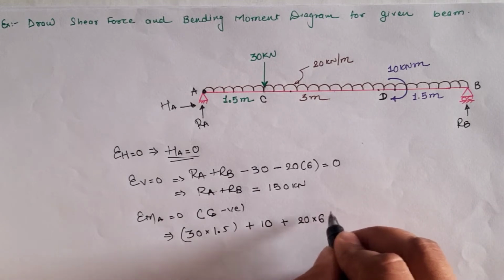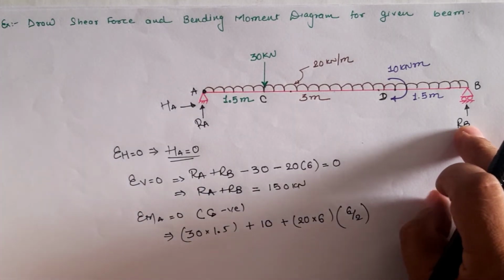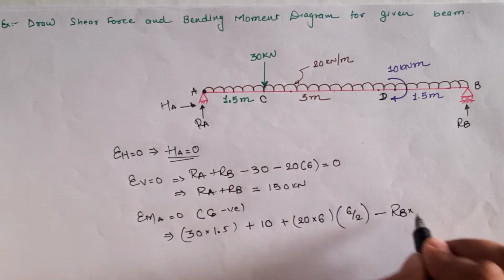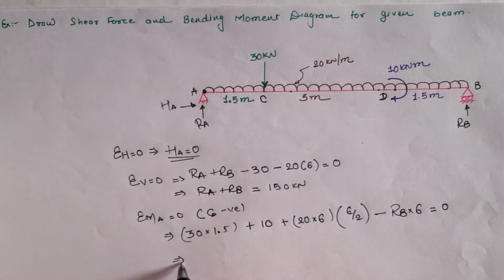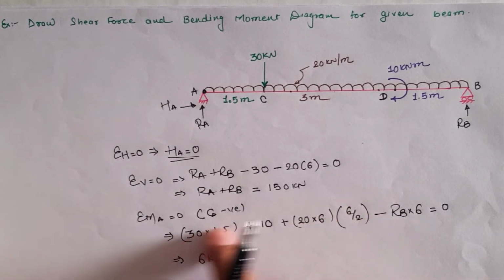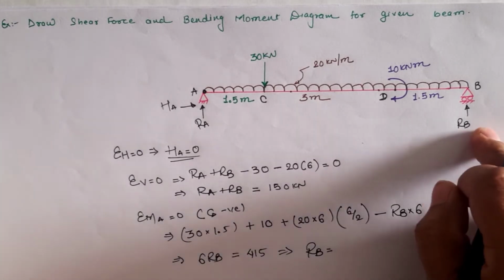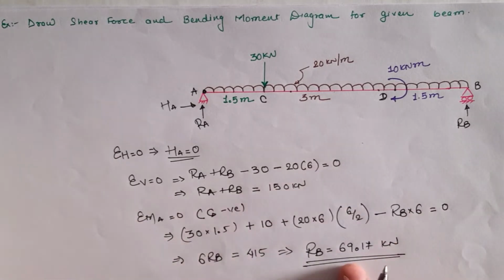And due to the 20 kilonewton per meter UDL over the entire span, it is clockwise, so it is 20 into total distance as 6, and CG distance from location A is 6 by 2. And due to RB, it is anti-clockwise as the assumed direction is upward, so it is minus RB into perpendicular distance from A is 6 meter, which must be equal to 0. Now solving this value, we will have 6 times RB equal to the total value of the constants, 415, and using this value we will have the vertical reaction at location B, which is equal to 69.17 kilonewton. So our reaction at location B is 69.17.